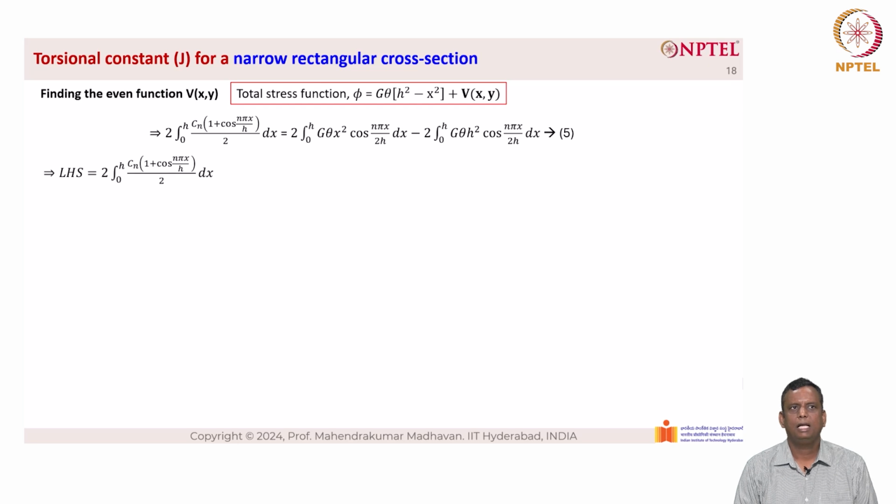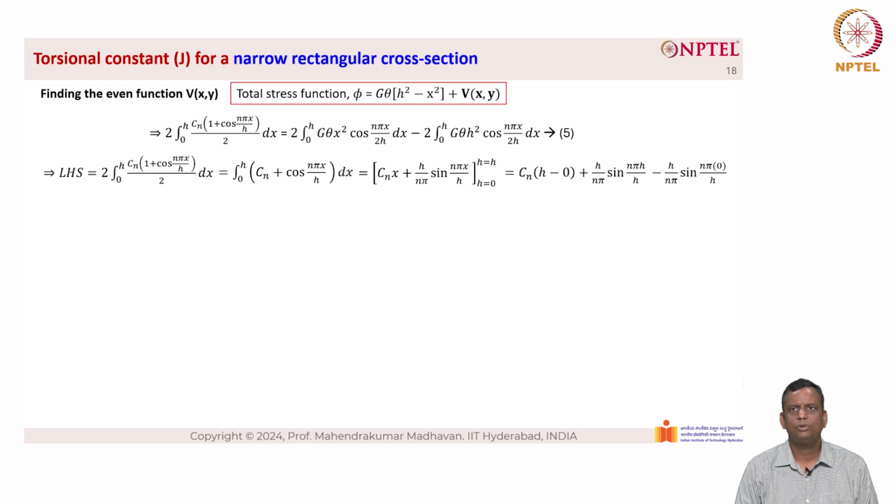Now the LHS of the equation is 2 into integral 0 to h of Cn into 1 plus cos n pi x by h by 2 into dx, which is equal to integral 0 to h of Cn plus cos n pi x by h into dx. So this becomes Cn into x plus h by n pi into sin n pi x by h. The lower limit is x equals 0, the upper limit is x equals h.